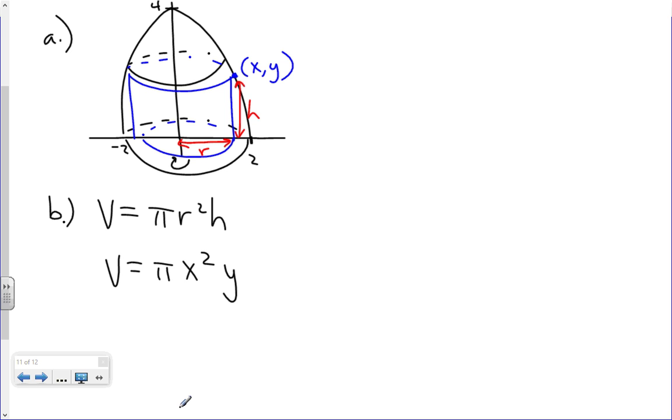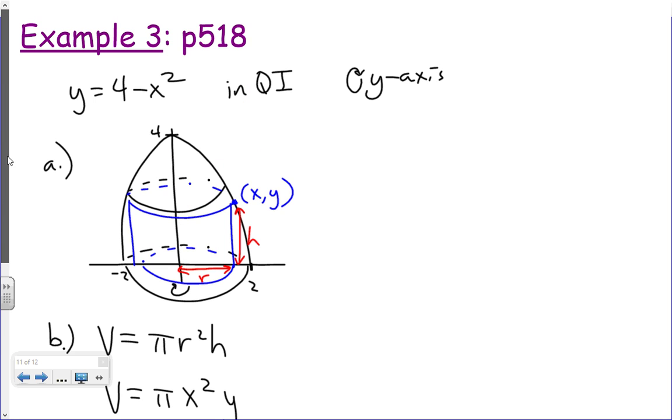They want me to write this as a function of its radius. So the radius again is x, which means I want to get rid of y. I need to know what y is equal to. In the last problem, we had to solve for y to substitute in. In this problem, it was nice of them to tell me what y equals. Y is equal to 4 minus x squared.